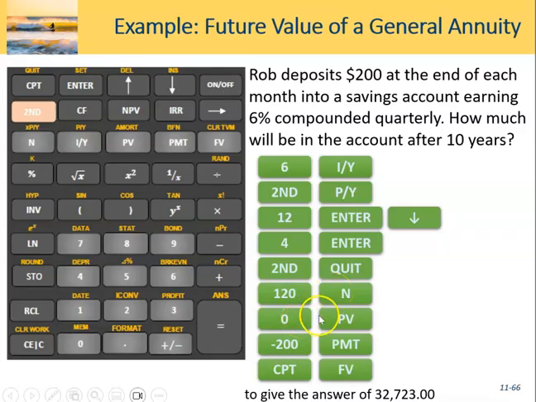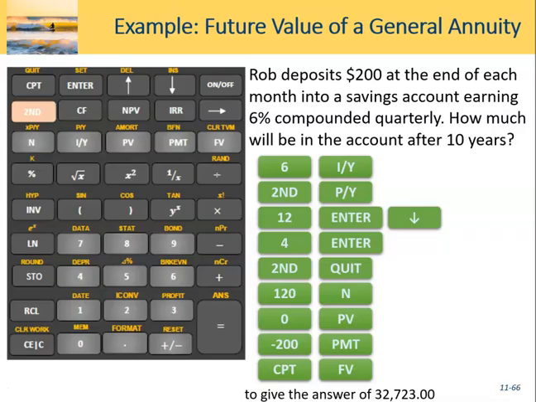We have 0 for our present value. We have to put our payment, because it's a payment going out. So he's depositing money. So he's taking it out of his regular bank account and putting it into a savings account. So that is a negative 200 as your payment. And then CPT, compute future value. And that is going to give us 32,723.